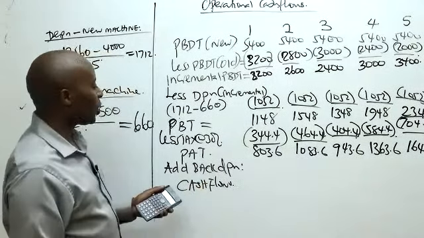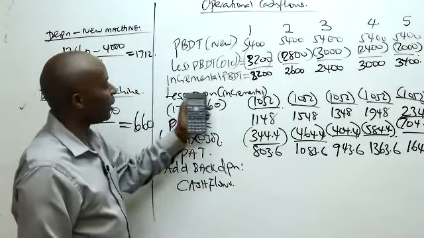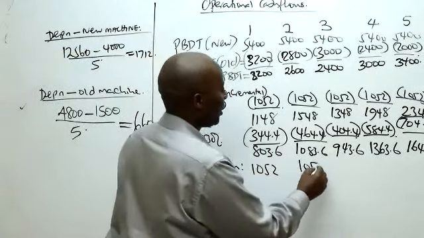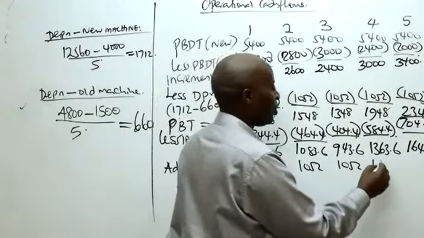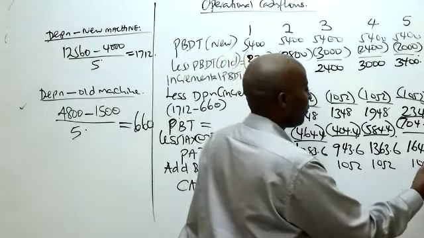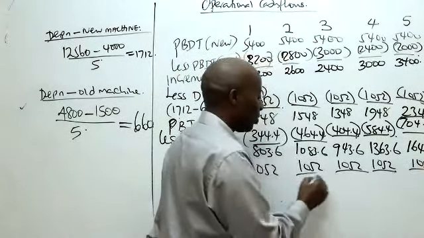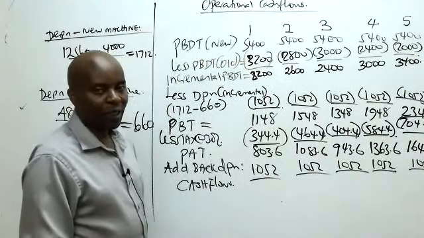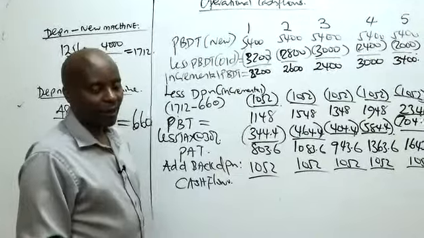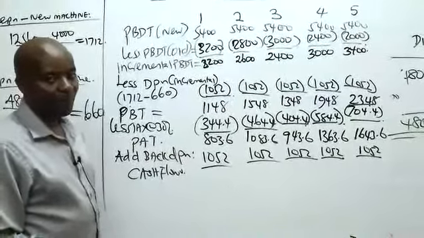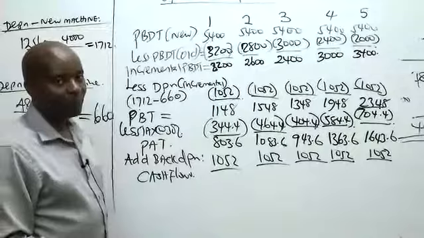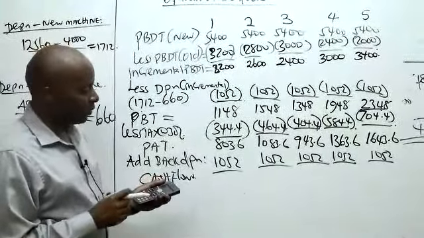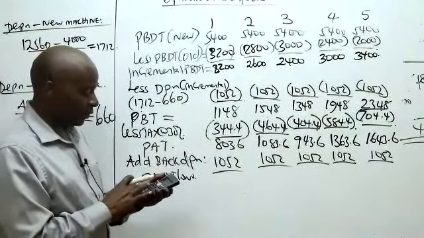So our depreciation amounts we already have them, the incremental 1052, 1052, 1052, 1052, 1052. I'm moving a little bit slow today because I know the sensitivity of this matter, right? So we have there plus 1052.